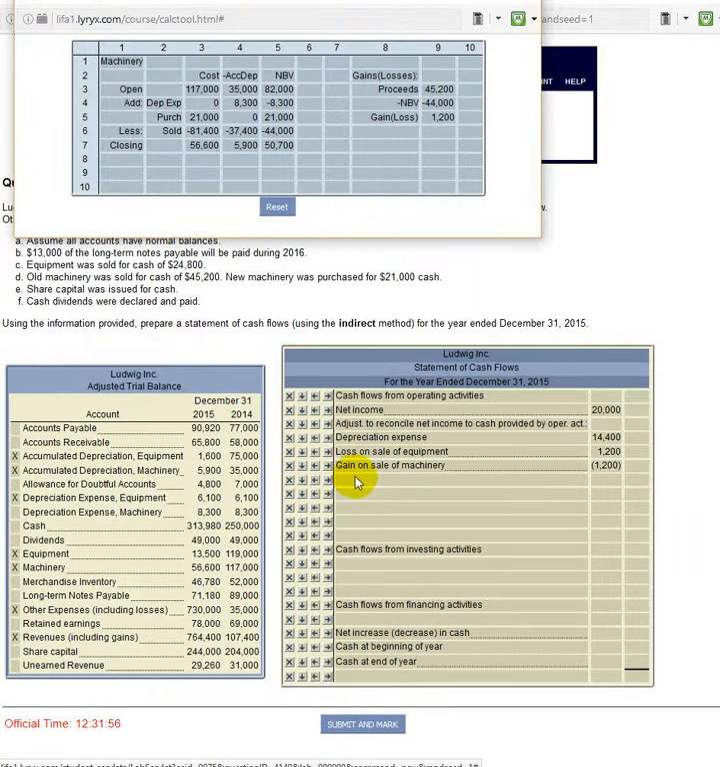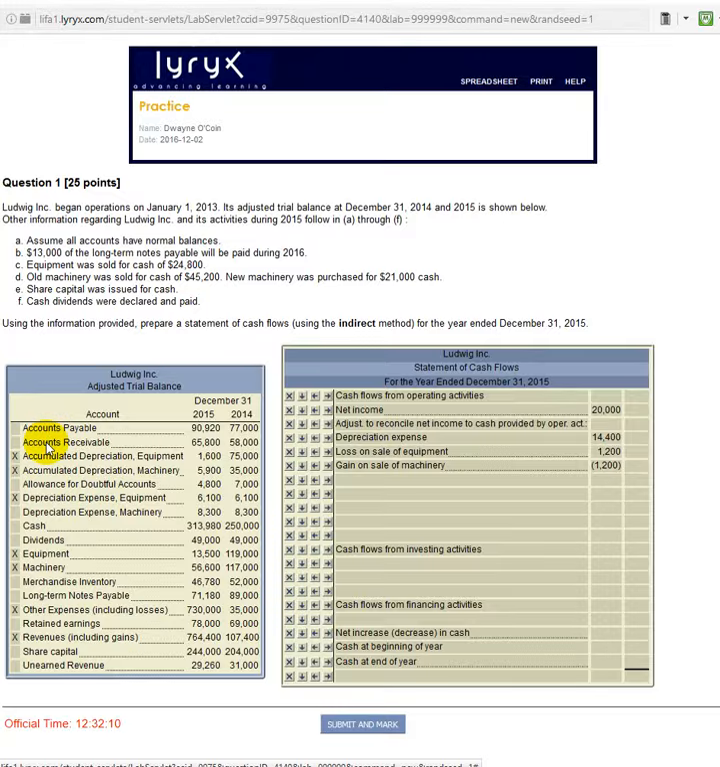Okay, so that takes care of our spreadsheet calculations. And now we can go to the changes in our non-cash working capital accounts. So that would include on our trial balance here the accounts payable, accounts receivable. Let's click off the machinery ones here. So we've taken care of machinery, depreciation expense on the machinery, and accumulated depreciation on the machinery.